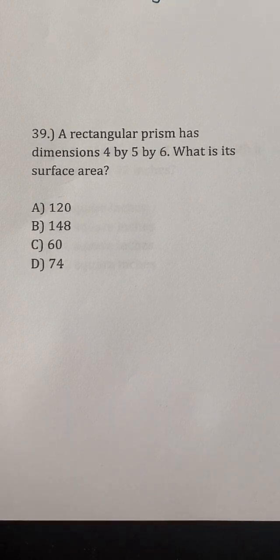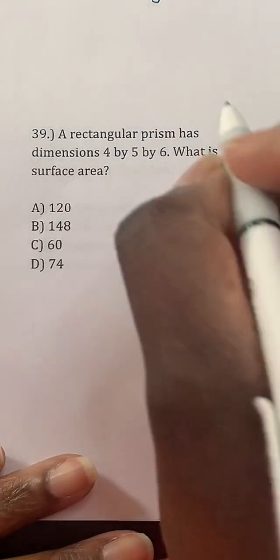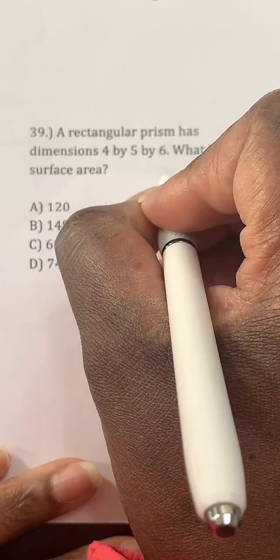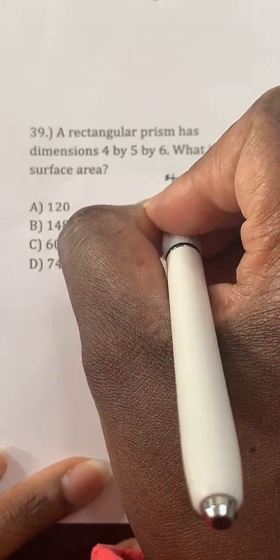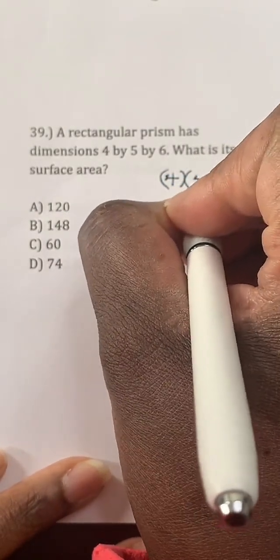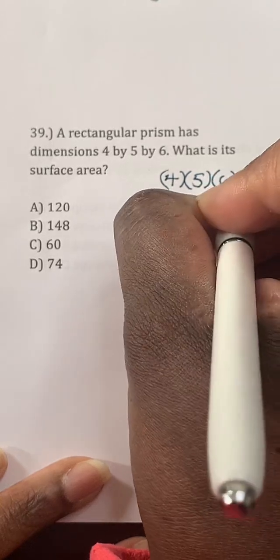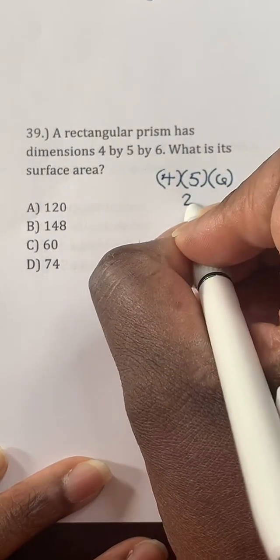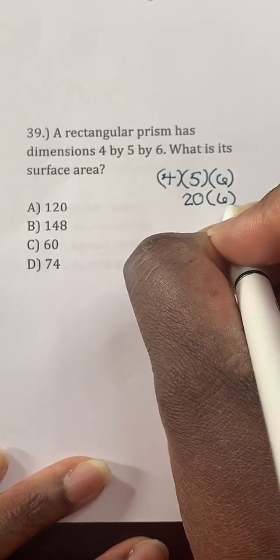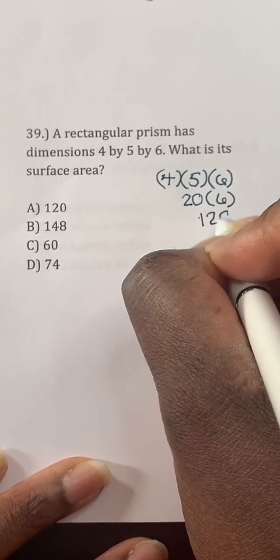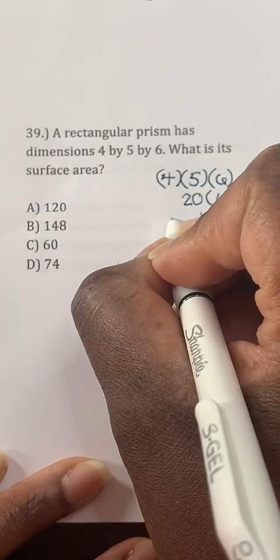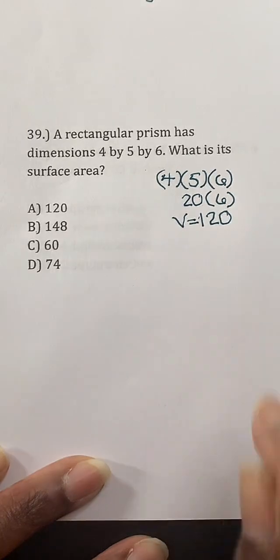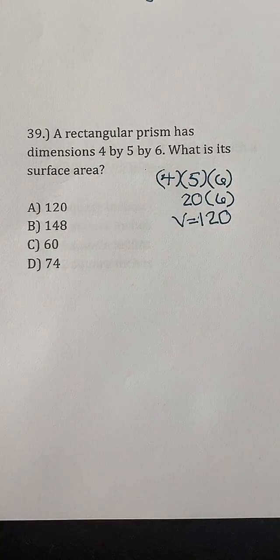All right. So, rectangular prism. If you're saying that, oh, all I have to do is just go 4 times 5 times 6, and then I would get 4 times 5 is 20, and 20 times 6 is 120. Ladies and gentlemen, what you found is volume. Okay, you found the volume.